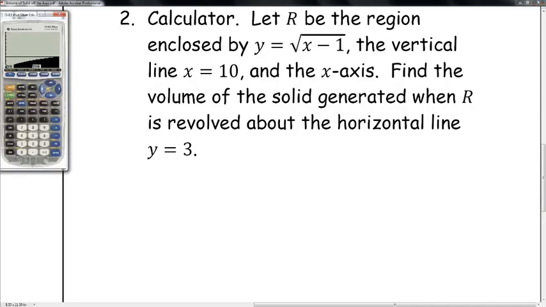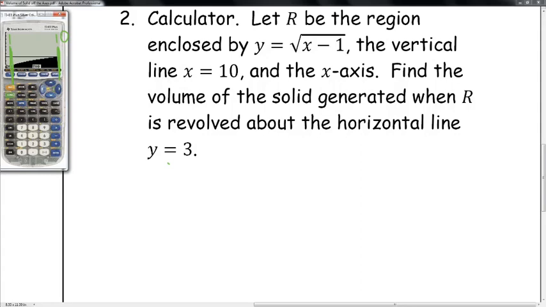All right, if you're stuck, if you notice, I gave you your area under the curve. So we're starting at 1. That's our lower bound. Here's our lower bound. And then we're going up to our upper bound, which is 10. And so we're going from 1 to 10.